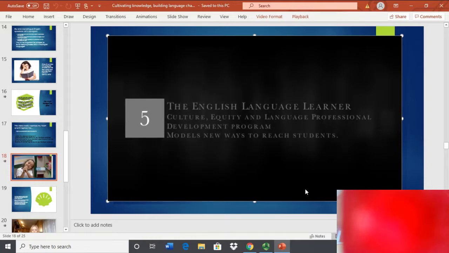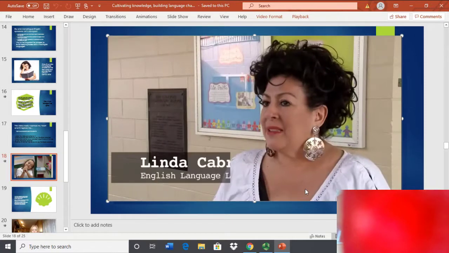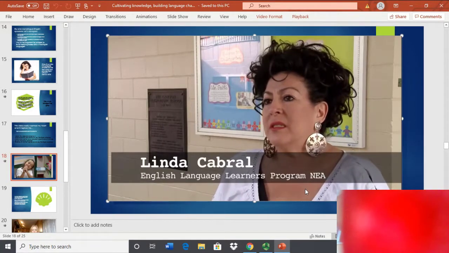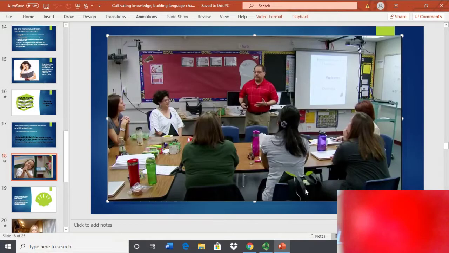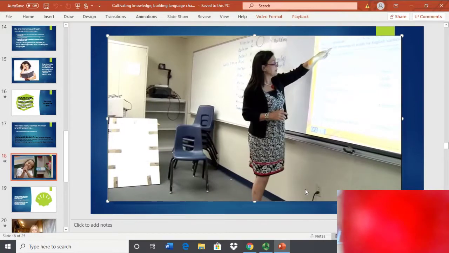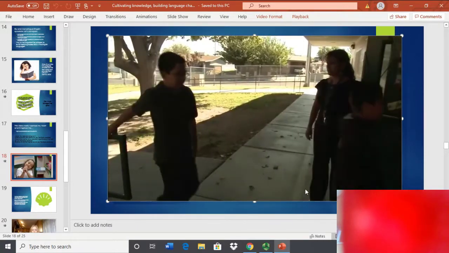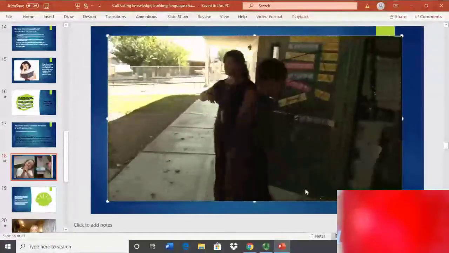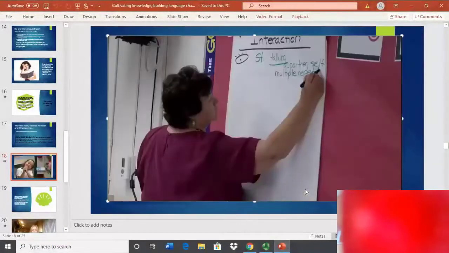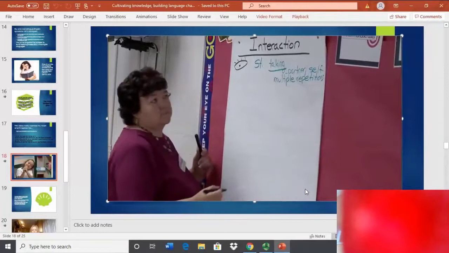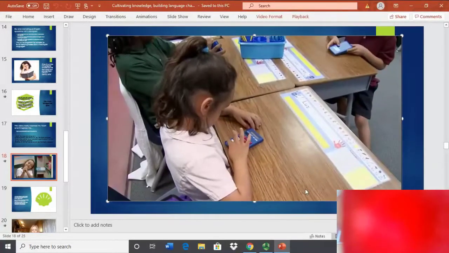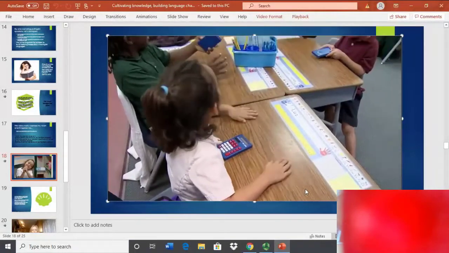NEA has a program that not only addresses English language learners, but it also addresses the culture piece of it and the equity to provide the teachers access for them to be successful. Many of the youngsters are coming in with very limited English speaking vocabulary and literacy skills, and the educators are reaching out for professional specific strategies that will assist them in the reading, writing, and math.